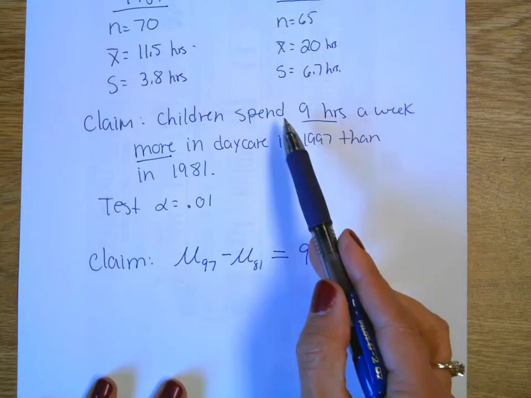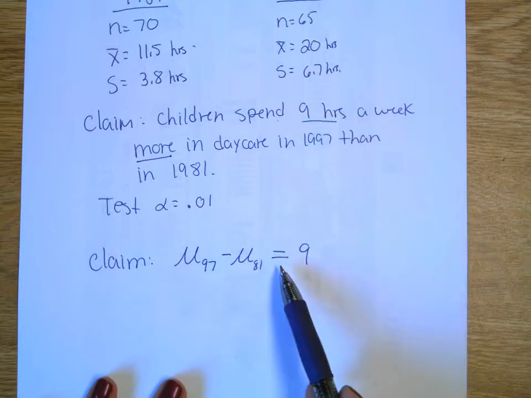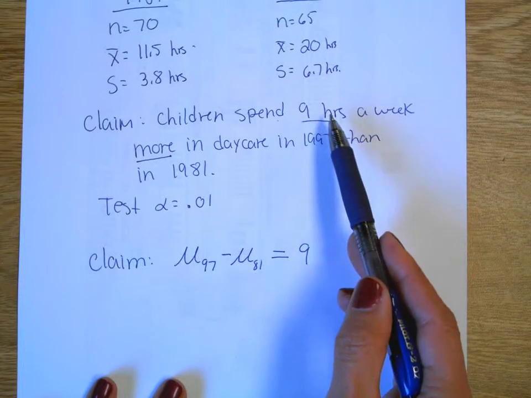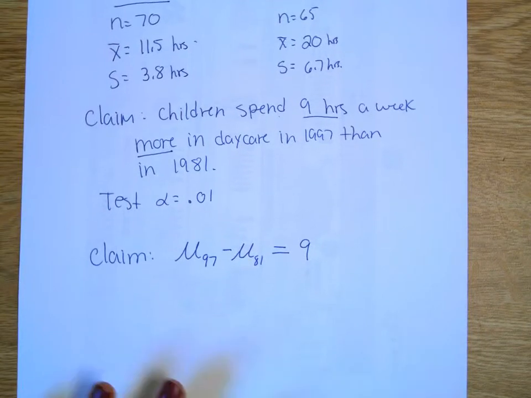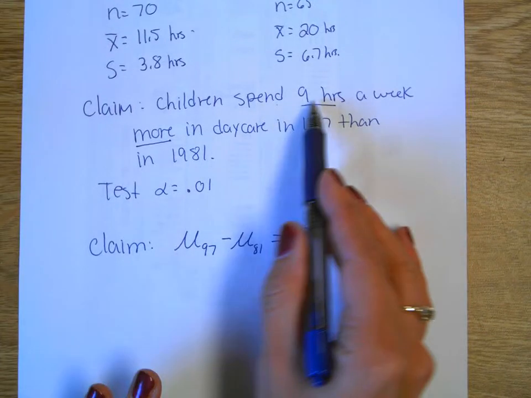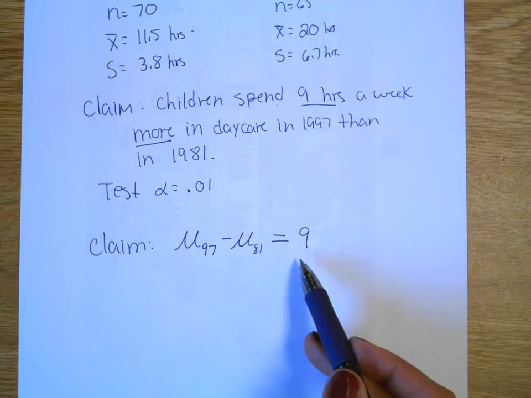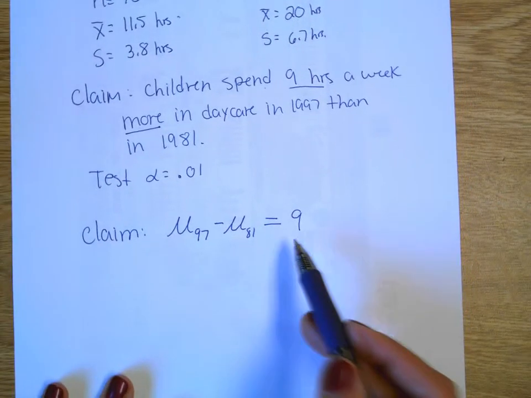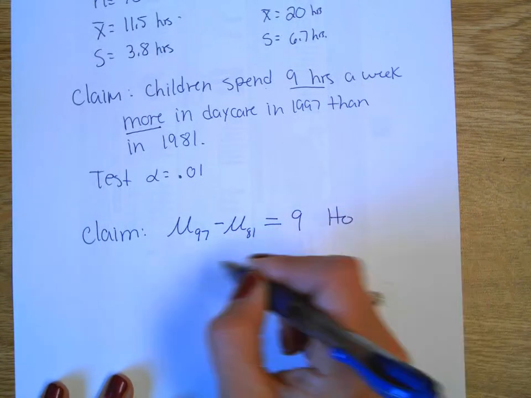If it had said that children spend at least 9 hours a week more, what would I put instead of the equals? You'd put a greater than or equal to 9. If it said no more than 9, I'd have a less than or equal to. But they said it's exactly 9. It is 9 hours more. That's why it's an equals. So it's just interpreting that and coming up with this equation. I think that's the most challenging part of the whole process. The rest of it's just step by step, put one foot in front of the other and get there. So we already have the subtraction, so I'm ready to go. This is the H0.